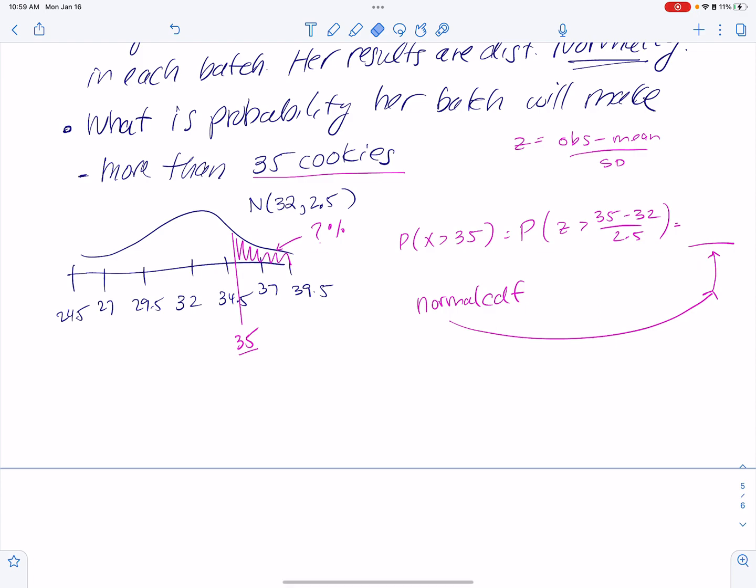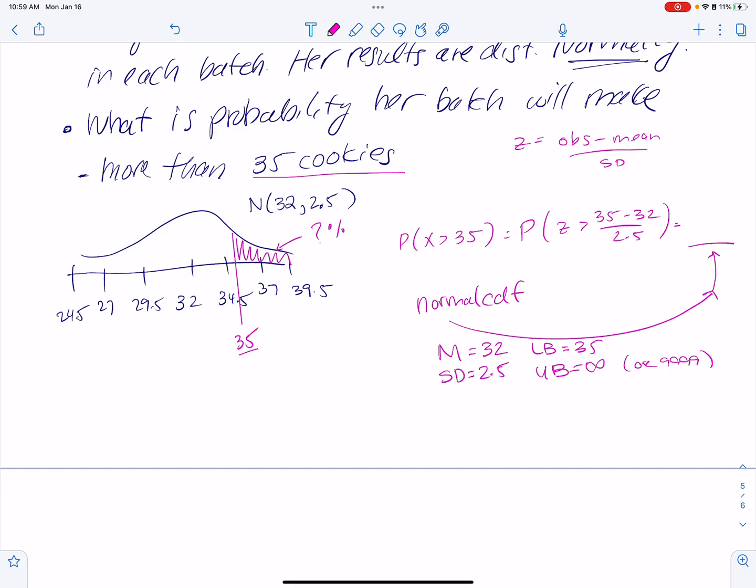All right, so for normal CDF, I need the mean is equal to 32. Standard deviation is equal to 2.5. The lower bound is equal to 35, and the upper bound is equal to infinity. You can put infinity or 9999. You have to put 9999 in your calculator unless you have a CAS, because it won't take infinity.